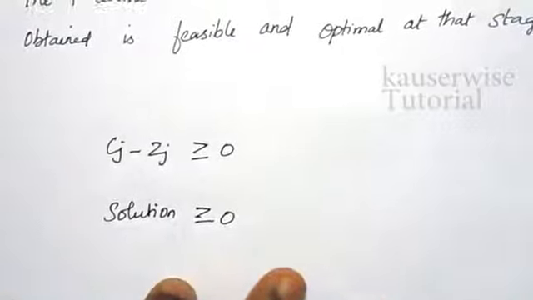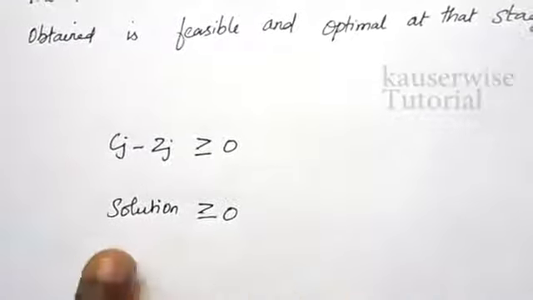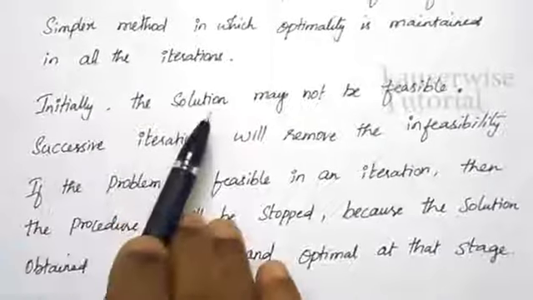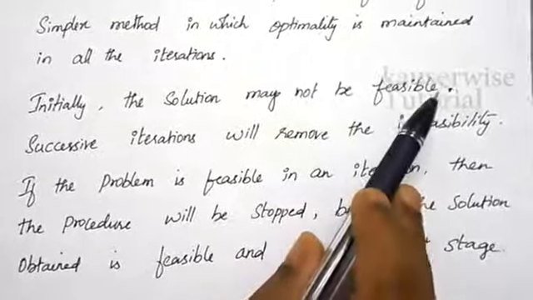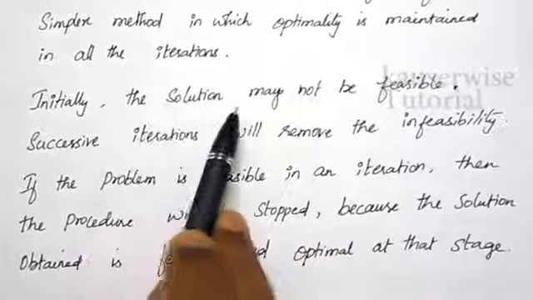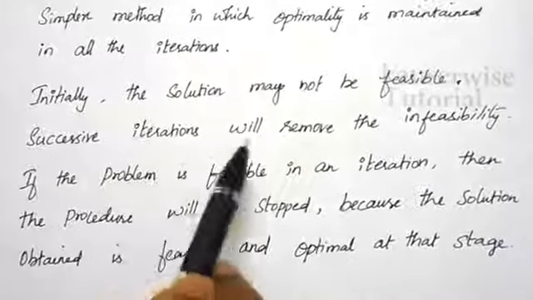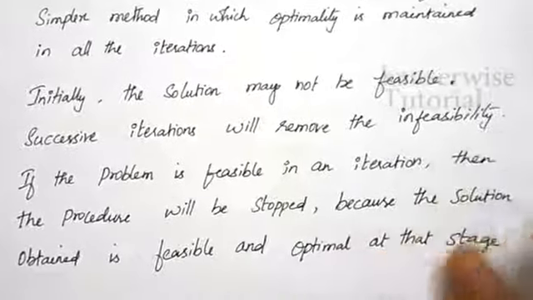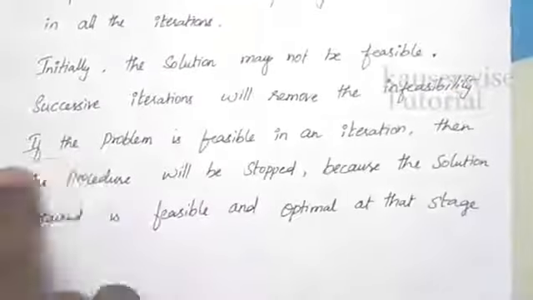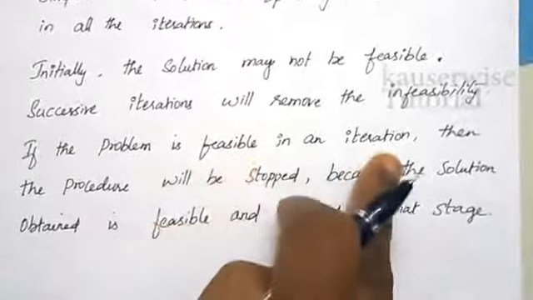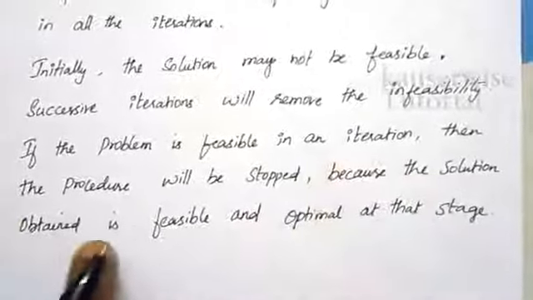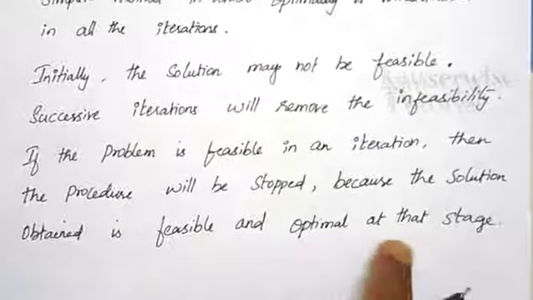But initially in the first simplex table, we may not be getting all positive values. Initially the solution may not be feasible, which means we won't be getting all positive values in the solution column. So the successive iterations will remove the infeasibility. We have to move further in order to remove the infeasibility. If the problem is feasible in an iteration, then the procedure will be stopped because the solution obtained is feasible and optimal at that condition.